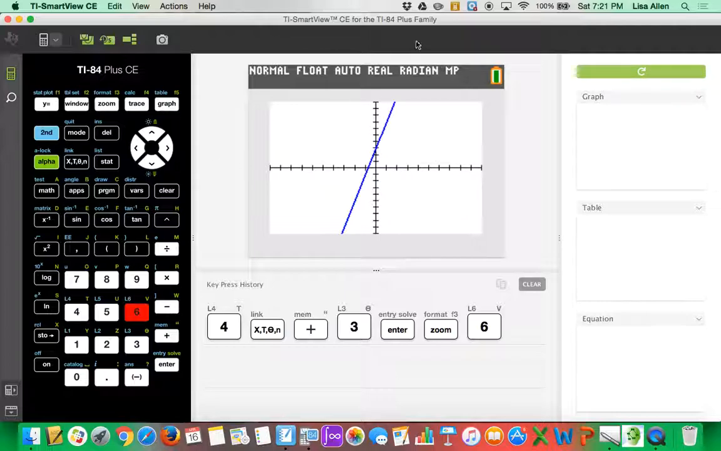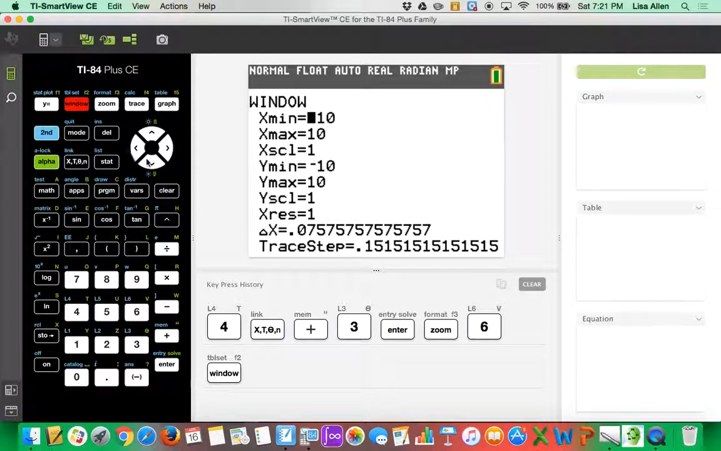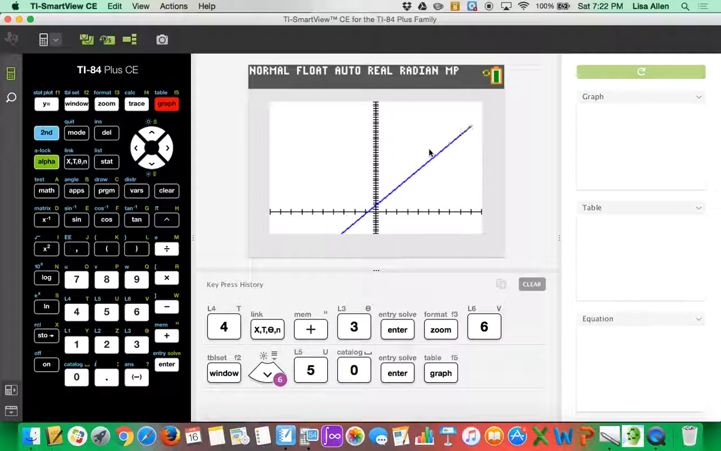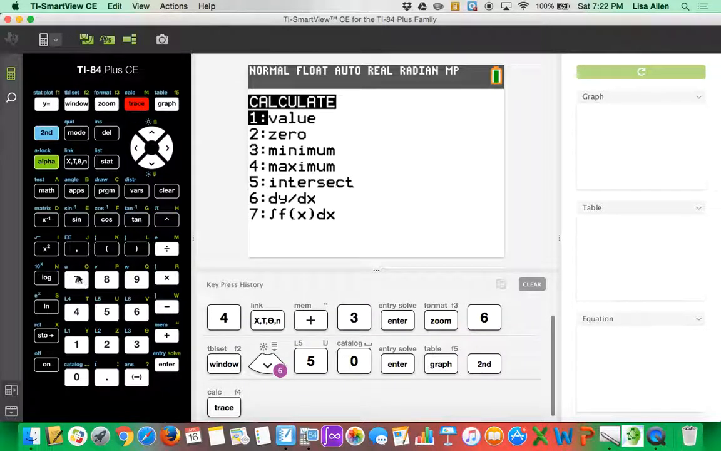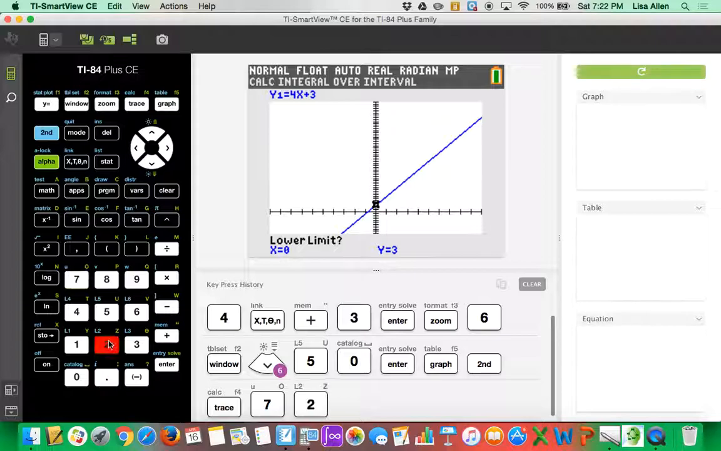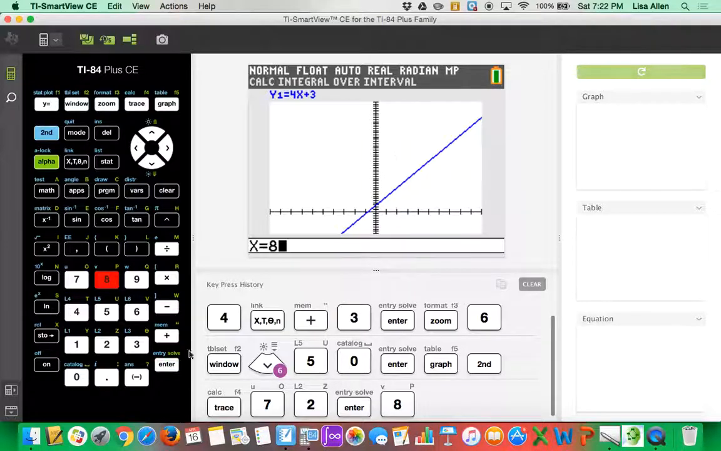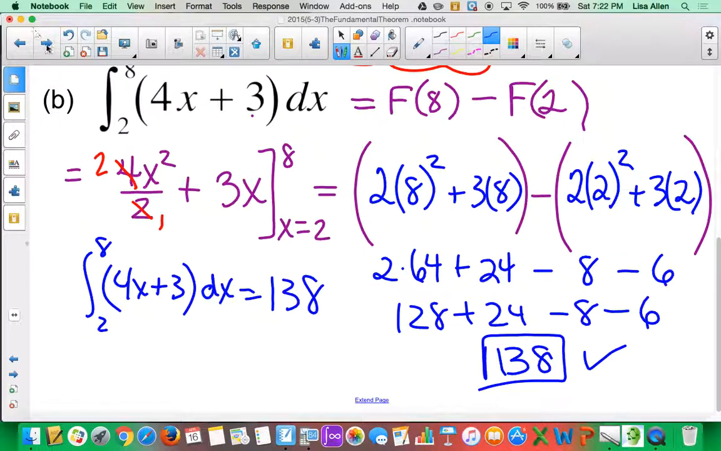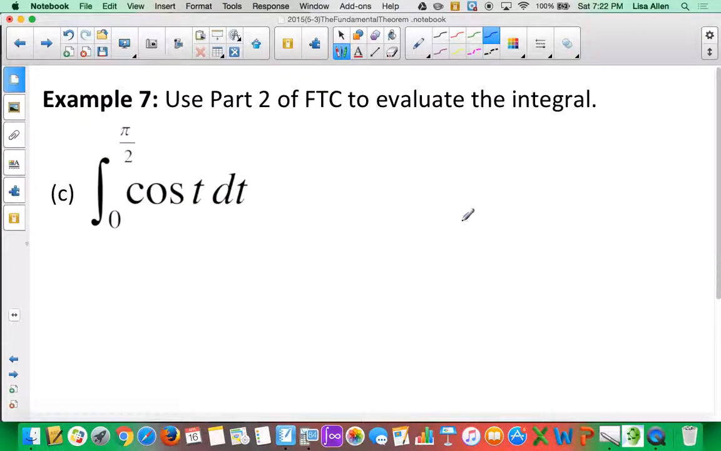So I'm going to go from 2 to 8, so I'm going to take my window up a little bit higher. I'm going to take my y max to, let me see, 8 times 4 is 32, so I'm going to take it to 50, just to get it really high up there. Okay, so we're going to hit second, trace, 7, the lower limit is 2, hit enter, and the upper limit is 8, hit enter. The area that you see is 138.